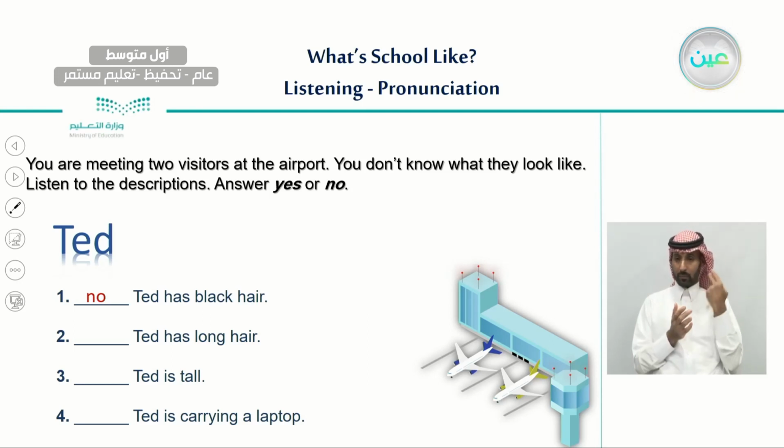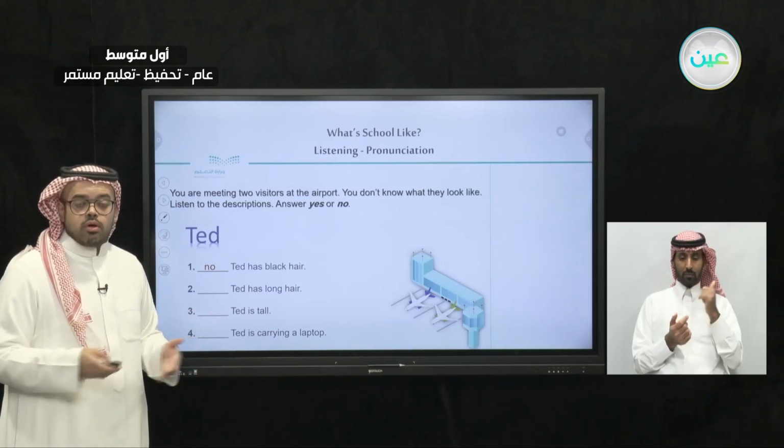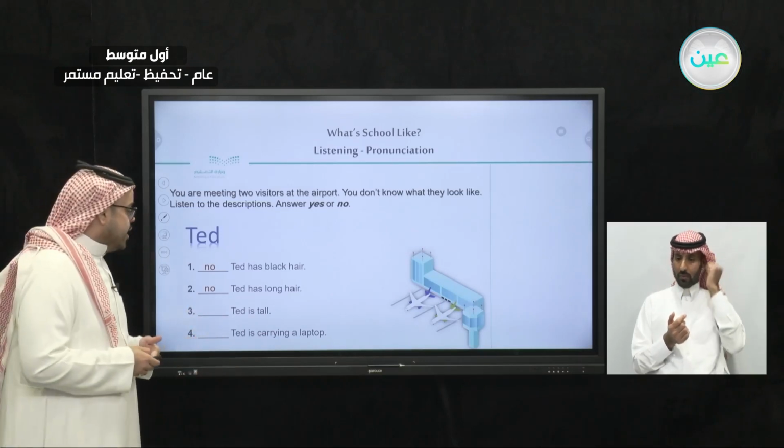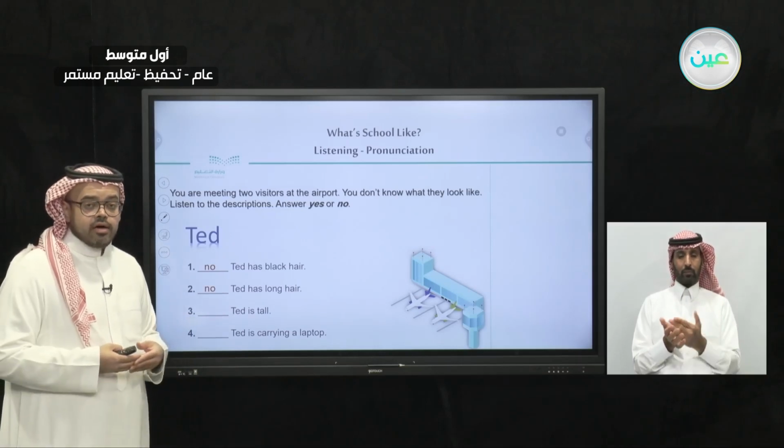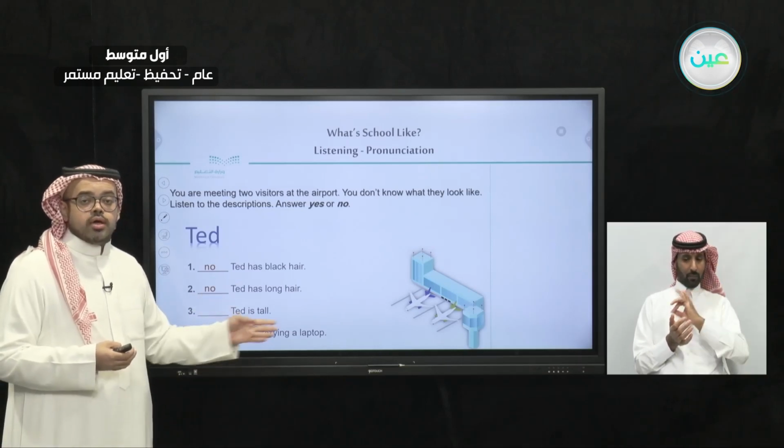Let's listen to the second sentence. Ted has long hair. So, did Ted say that he has long hair? Very good. The answer is also no. He said that I have short brown hair. I have short brown hair.